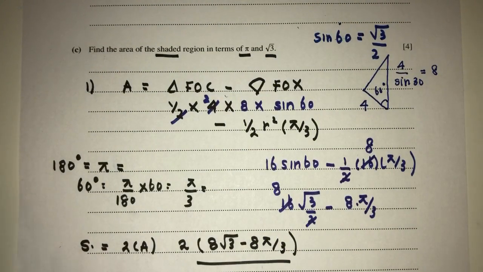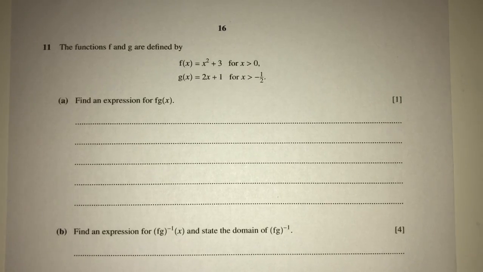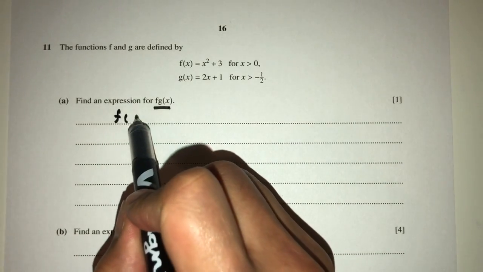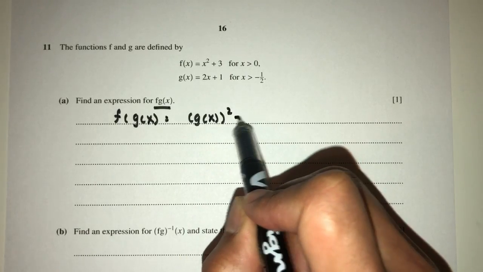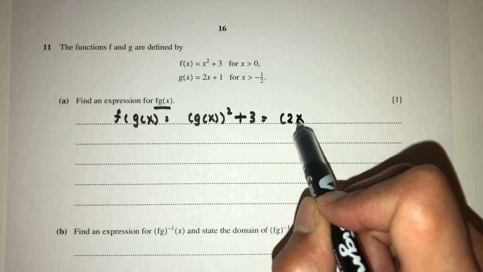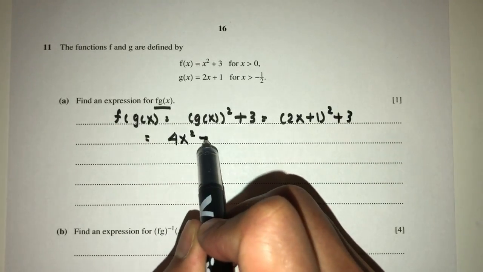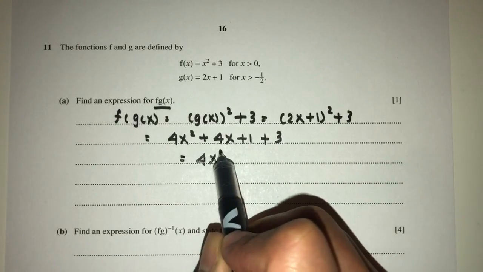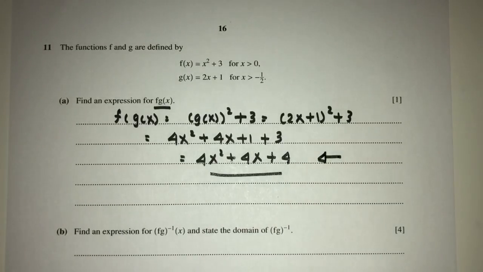So that's the idea behind this question. Okay, and that is part C of the question. Let's move on to question number 11. So we have functions f and g defined by the following. Okay, so we have to find this one. Pretty easy. That will be f of g, which is g of x squared plus 3, that is 2x plus 1 squared plus 3. That will be 4x squared plus 4x plus 1 plus 3. That will be 4x squared plus 4x plus 4. That is your answer for part A.